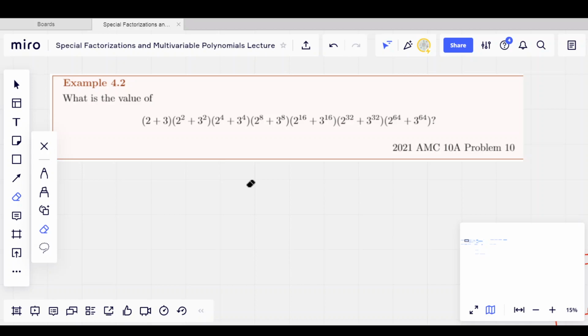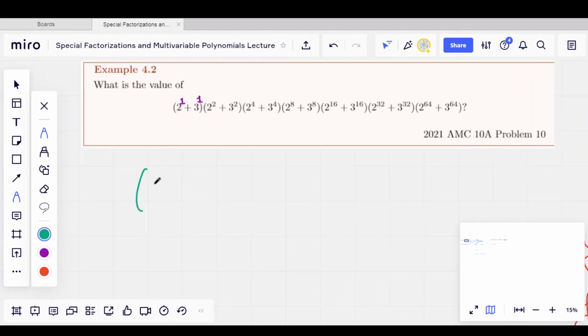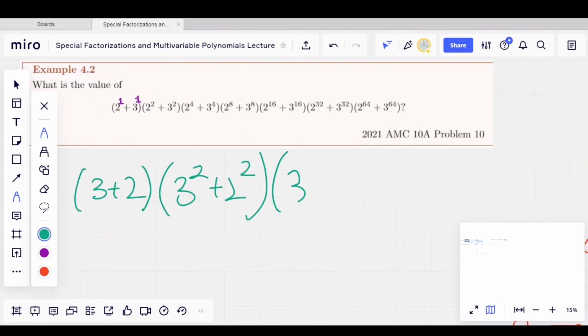Okay, so it's pretty simple. Notice that there's an invisible 1 right here. And then you have these 2, and then 4, 8, 16. These are all powers of 2. So instead, just to make it a bit more clear, we can write it in this form. We just switch the 3 squared and the 2 squared. That's all we're doing. And then dot, dot, dot, 3 to the 64 plus 2 to the 64.